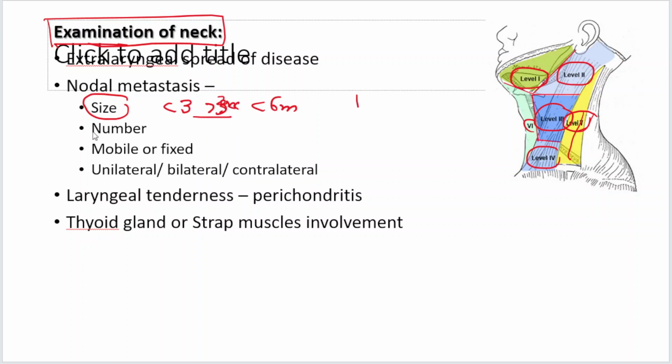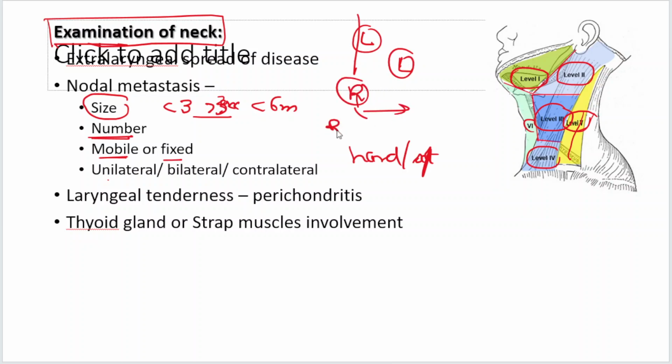We note the size, such as 1 centimeter, the number of lymph nodes, their mobility, and how hard they are, whether soft or hard. We have to note that. If the growth is on the left side of the hemilarynx, you have to note whether the lymph nodes are on the left side, the right side, or both sides, that is, whether it is unilateral, bilateral, or contralateral. This is the first thing we check for: nodal metastasis.